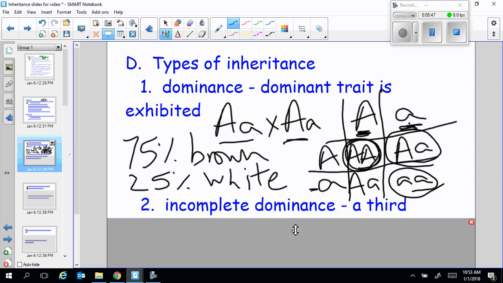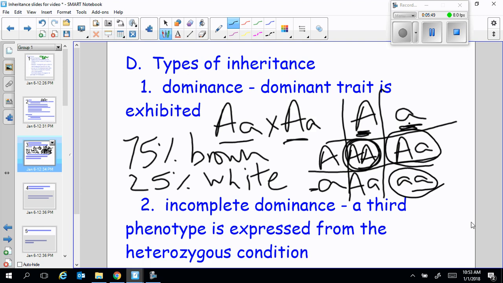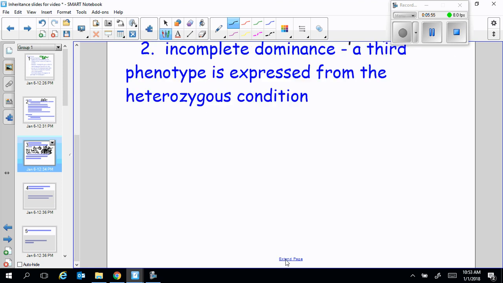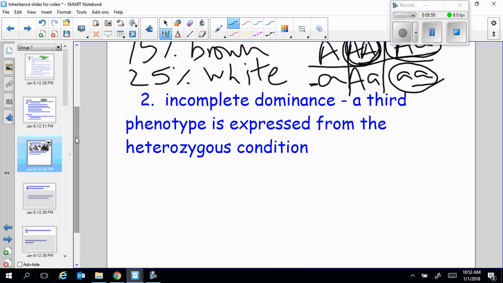Okay, moving on to the next one. Incomplete dominance. This is when you get a third phenotype expressed when you have a heterozygous condition. So let's say I am crossing, sorry, undo.